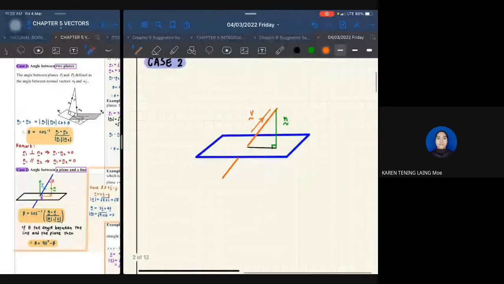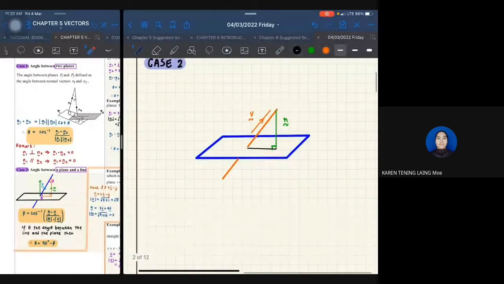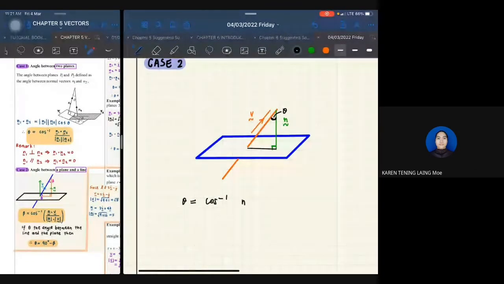Okay, so in this case, your theta, the one up here, dia akan jadi cos inverse n dot v over magnitude of n magnitude of v. Okay, so awak akan dapat theta.